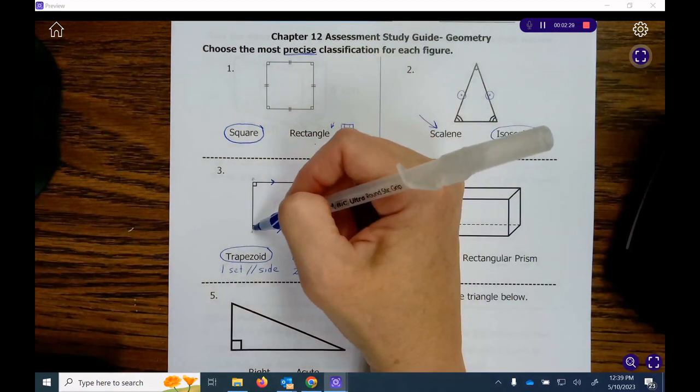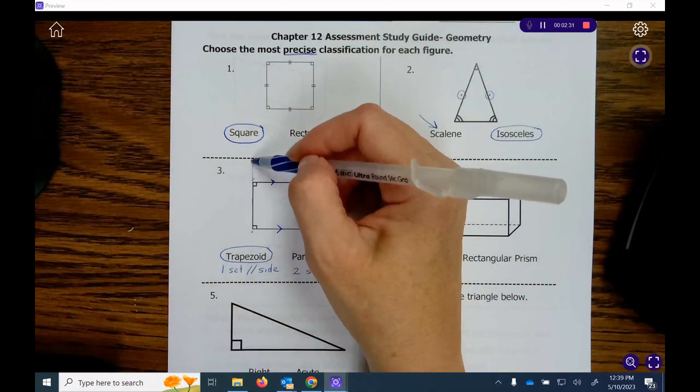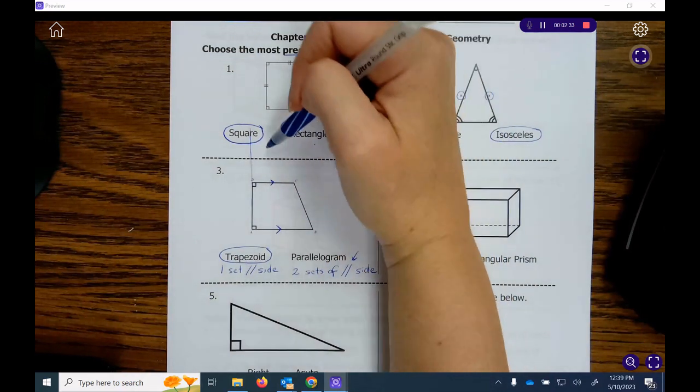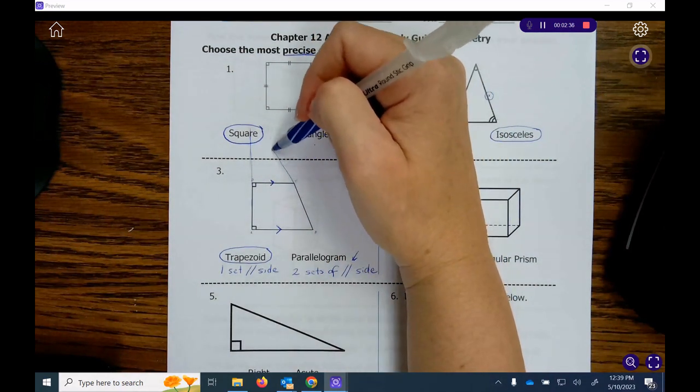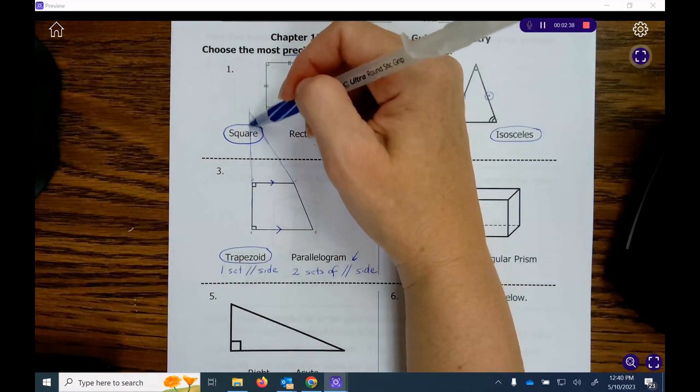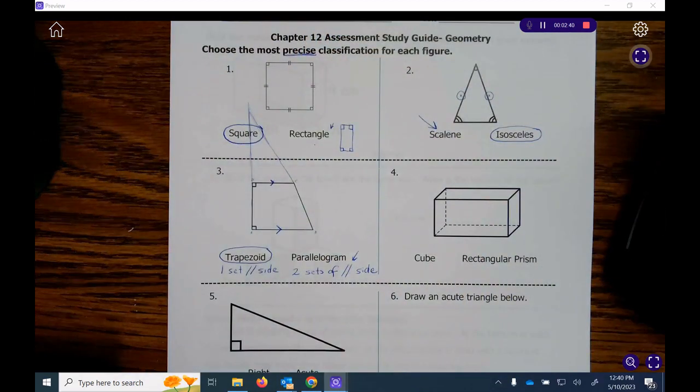If I were to continue the left side going up and the right side going up, they would eventually meet, and therefore they are not parallel.